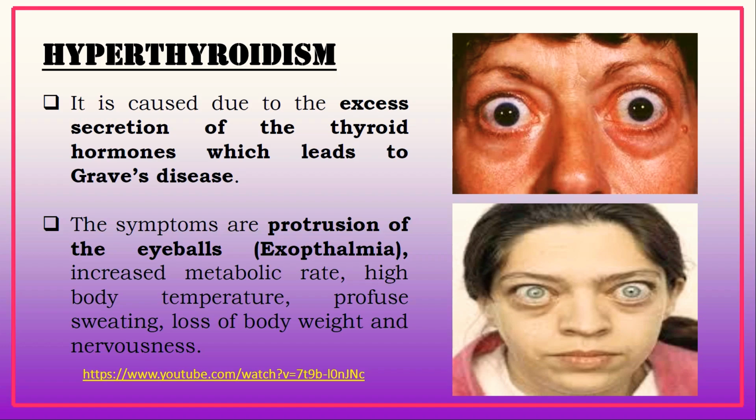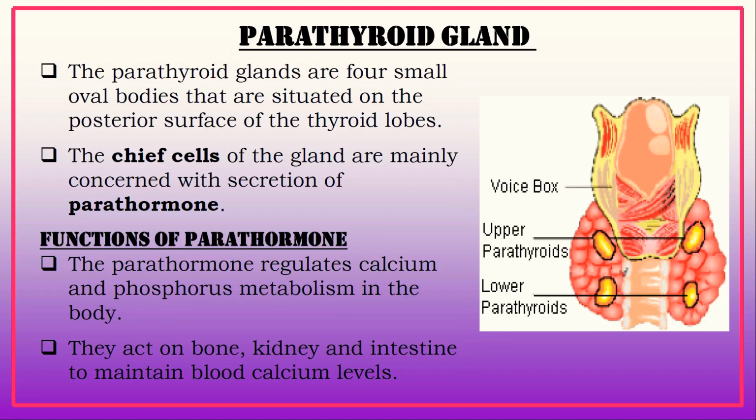Hyperthyroidism is caused by the excess secretion of thyroid hormone, which leads to Graves' disease. The symptoms are protrusion of the eyeballs. The eyeball comes out of the eye, and this condition is called exophthalmia. Increased metabolic rate, high body temperature, profuse sweating, loss of body weight and nervousness are the other symptoms.